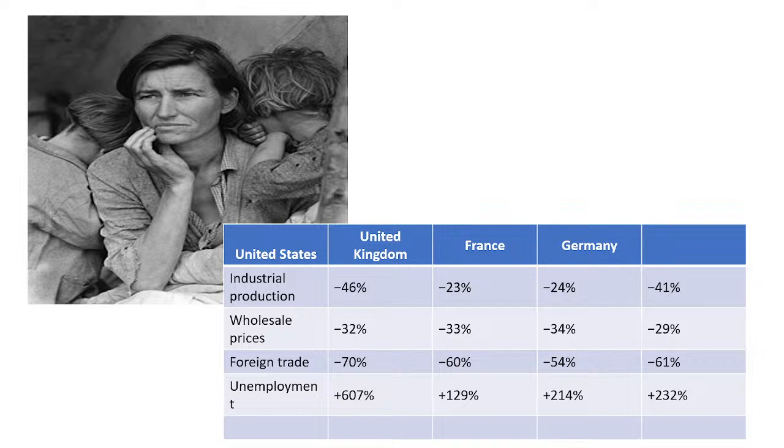As you can see, some of the statistics we have show that industrial production fell by an insane amount, more than 40%. So did wholesale prices, foreign trade, and so on and so forth. Not just in the US, but also in other big economies in those days, such as the United Kingdom, France and Germany. So there was a hopping increase in the unemployment rate.